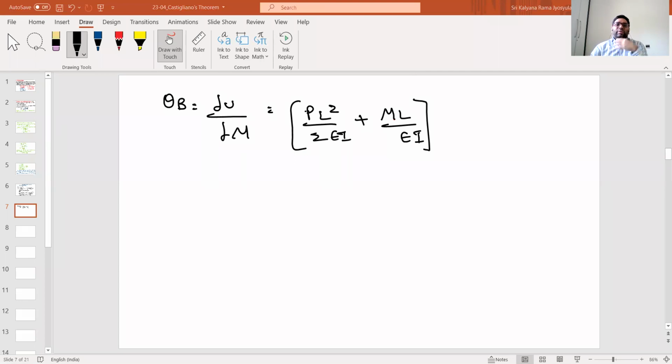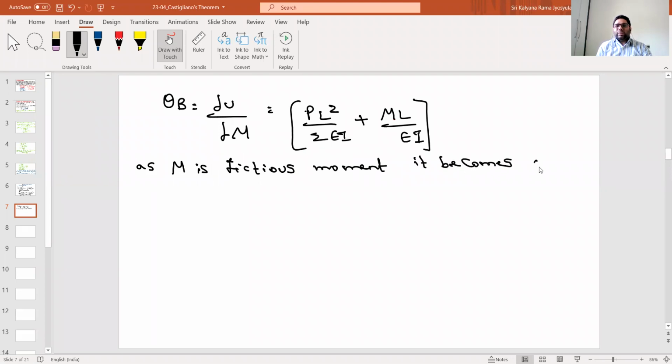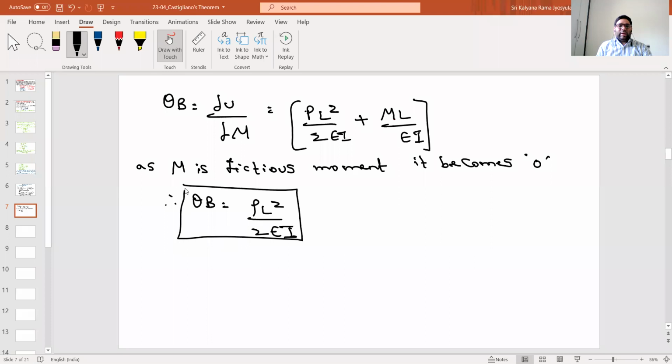Now, what is our understanding of the fictitious moment? As M is a fictitious moment, it becomes zero. Therefore, theta B is equal to PL squared by 2EI. So you can cross check with any other method the slope and deflection of a cantilever beam with point load at free end. This is how we need to use Castigliano's theorem for a cantilever beam.